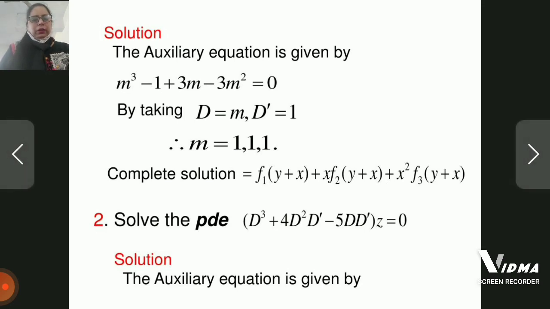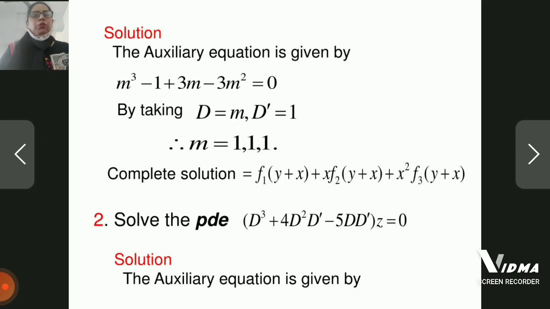On solving this equation, we get 3 roots, that is m = 1, 1 and 1. These are the repeated roots. That's why the complete solution is given by f1(y + x) + x f2(y + x) + x^2 f3(y + x). For repeated roots, here we use the rule for repeated values of m.